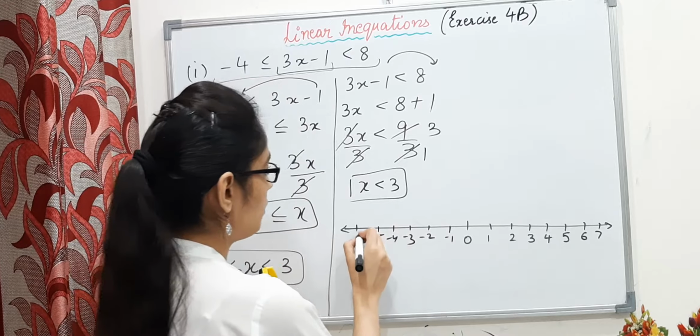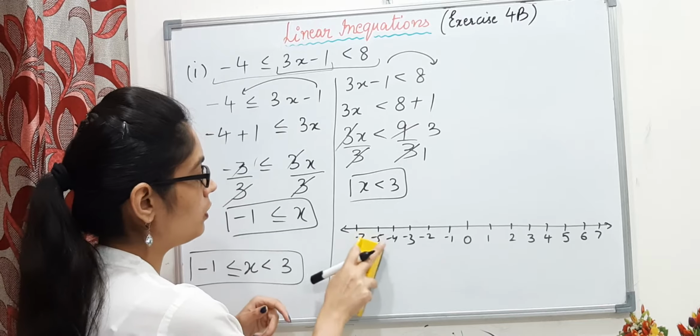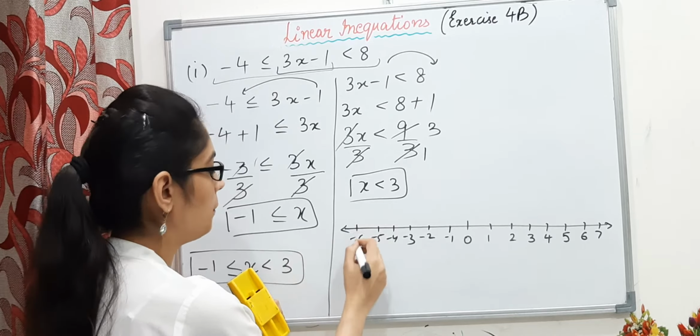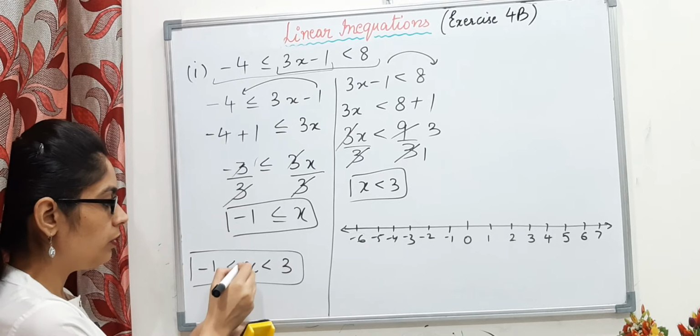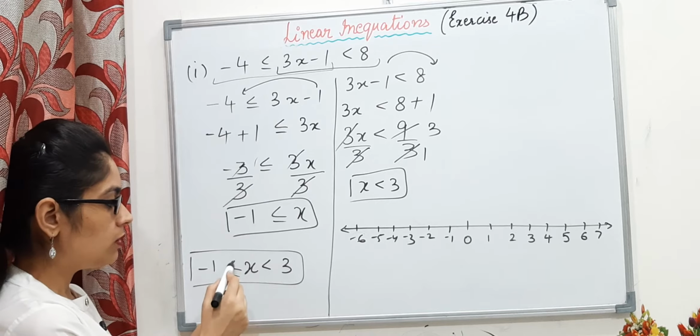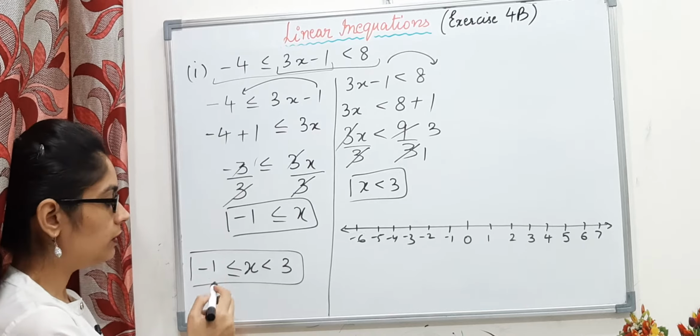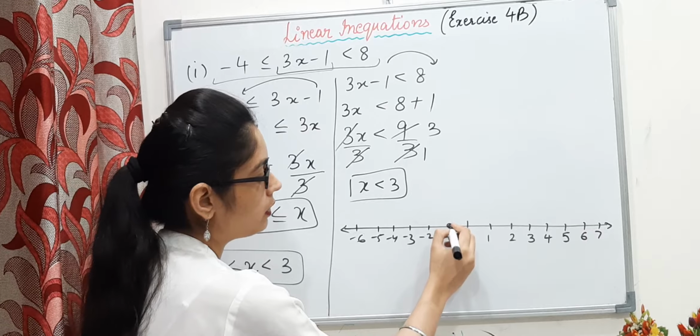So what we have to see is the first step I told you: you just have to locate the points on the number line. First point is minus 1. Minus 1 with minus sign, if you see the sign is of less than or equal to. So both the signs are there. So for minus 1 you can just draw a dark dot.